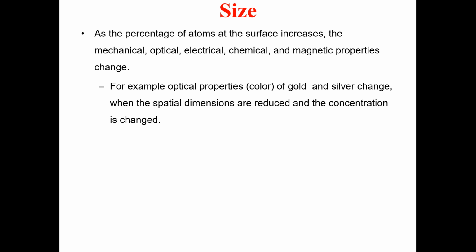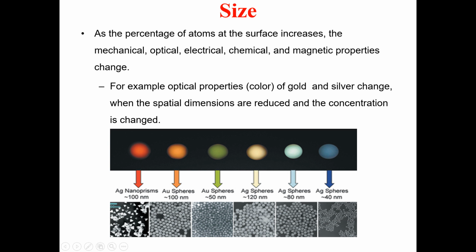You will see a significant change in the color of these materials with the reduction of size and concentrations. Here is a good example of that. It's clearly visible here. We have a nanoprism, a silver nanoparticle, approximately 100 nanometers. Here you can see how it looks. It almost looks dark red at 100 nanometers.